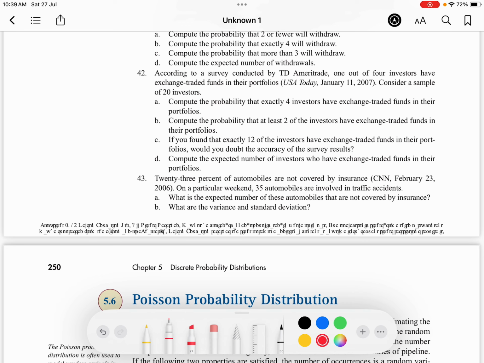Next time, since the video is going to be too long, in the next video I will solve with you one or two questions from this section on the binomial, and I will move to the last section in chapter 5, which is the Poisson probability distribution.